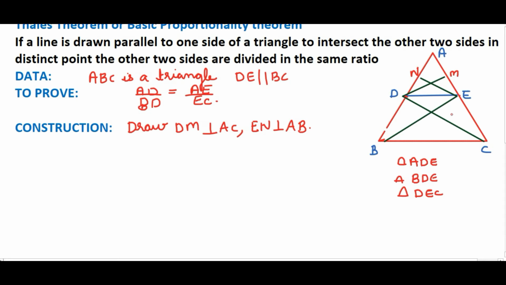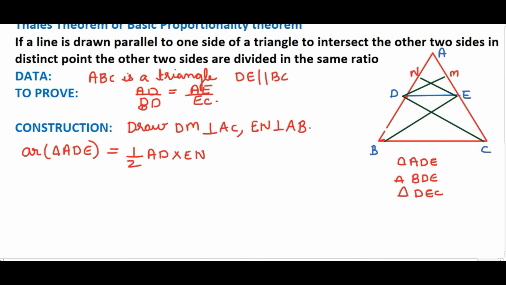So how we are going to prove this theorem is, we know that area of the triangle formula is half base into height. First thing we are going to use that. Then we will find out area of all these triangles, and since we need AD divided by BD, I want to get in that ratio, so I will divide these equations. So first we will find out the area of triangle ADE. We know area of triangle is half base into height. So here I am going to take the base as AD and height as EN.